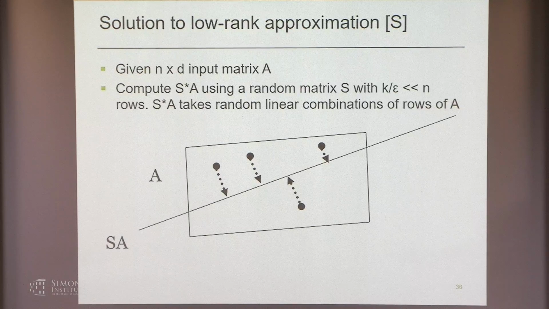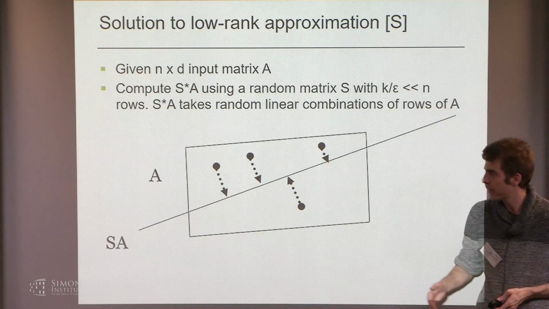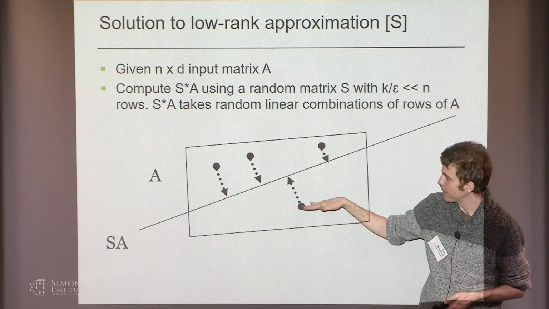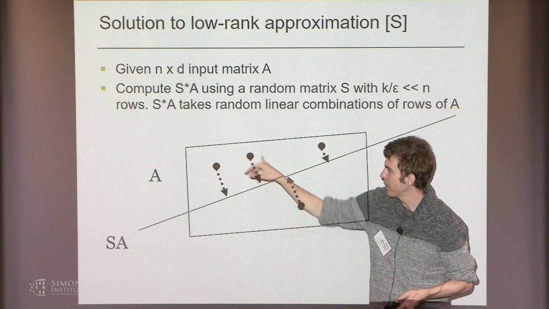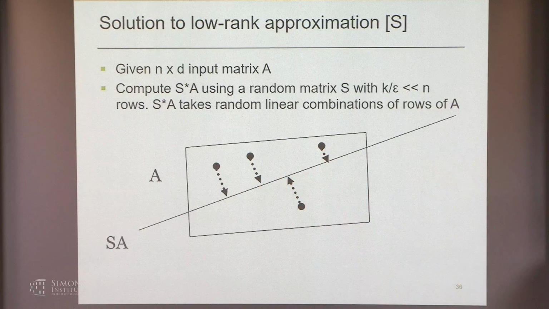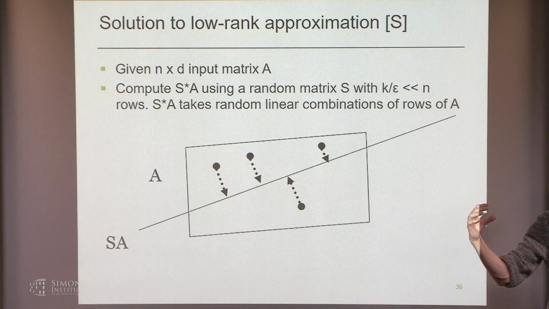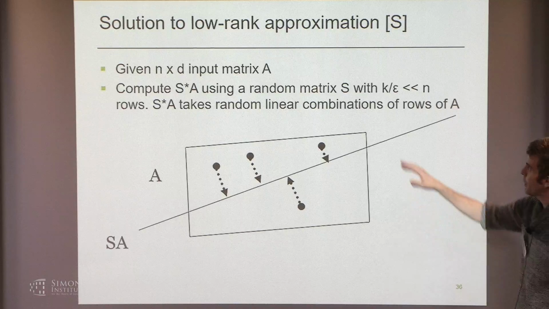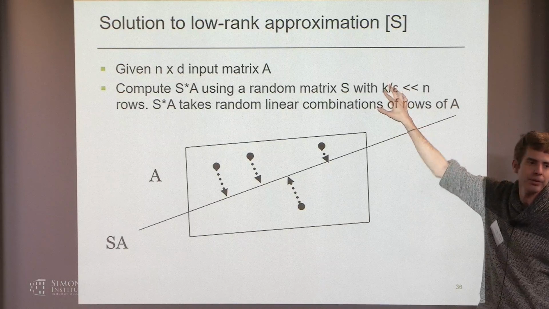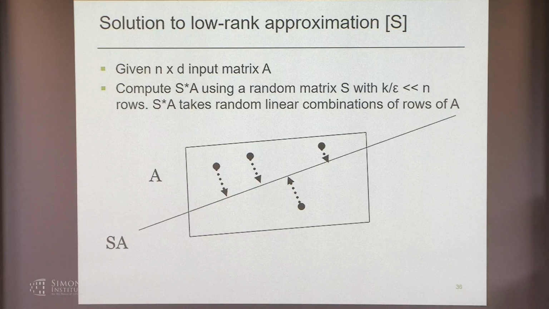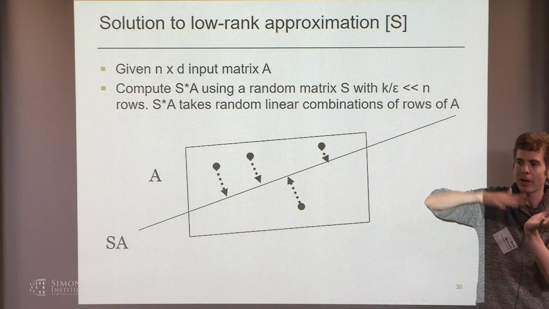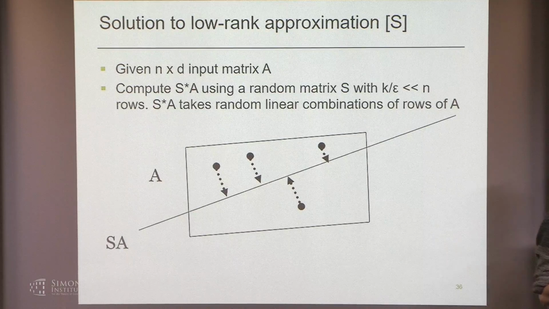Let me just give you some intuition how this is shown. The idea is to, again, think of A's rows as n points in R to the D. I've drawn them here. The first step in these algorithms is to compute S times A, where S is one of these wide fat sketching matrices that we've been talking about. It has a small number of rows, roughly k over epsilon rows. So when I compute S times A, I'm taking k over epsilon random linear combinations of the rows of A.